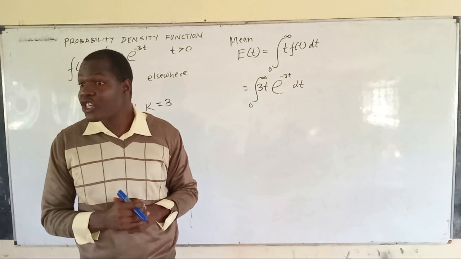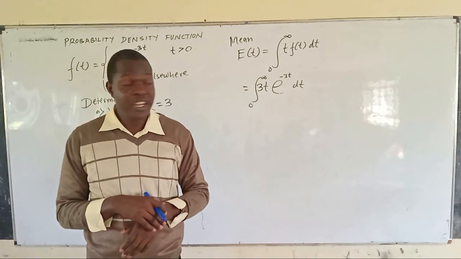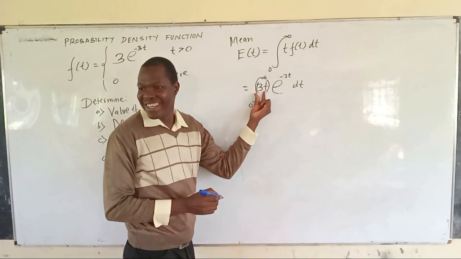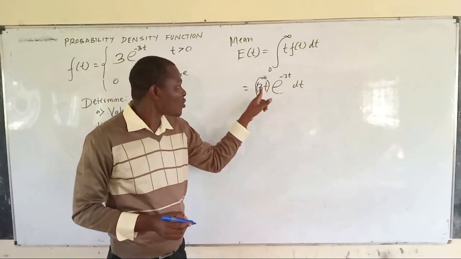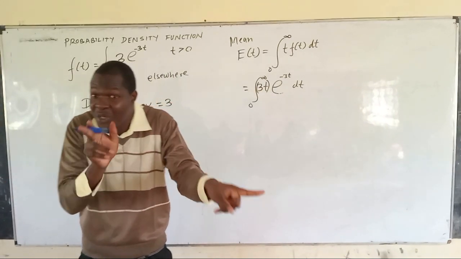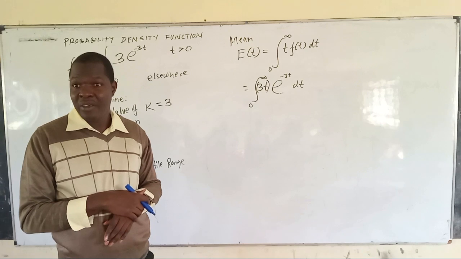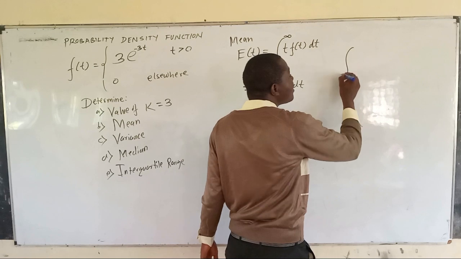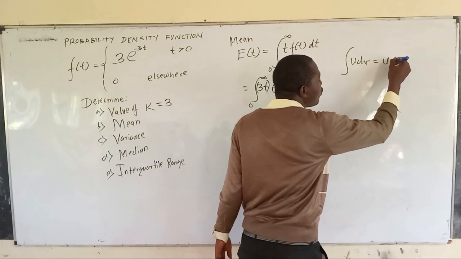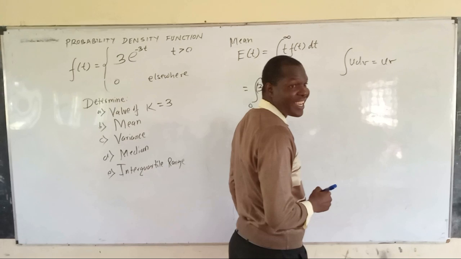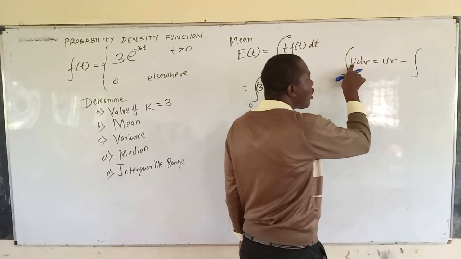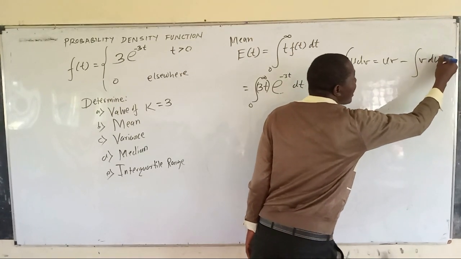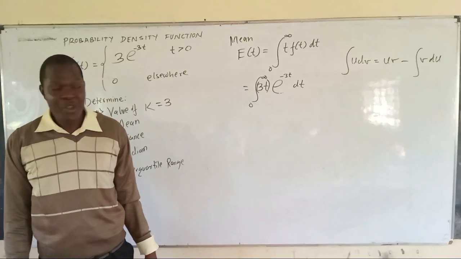Integration by parts, because it is a product of two functions. If you look at 3t, 3t is a polynomial, and this one is an exponential function. So it is this times this, meaning it is a product of two functions. So we use the product rule, and the product rule says what? The integral of u dv is uv minus the integral of v du. That is the integration by parts, when you have a product of two functions.